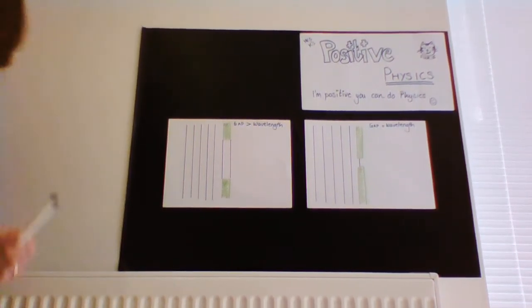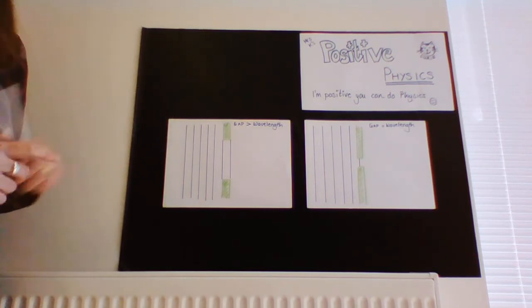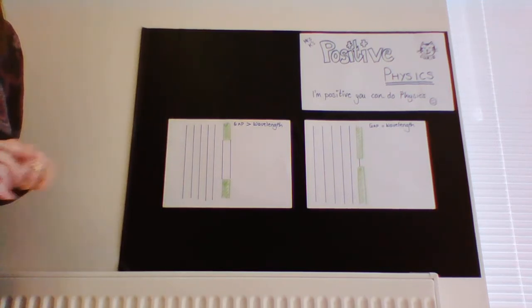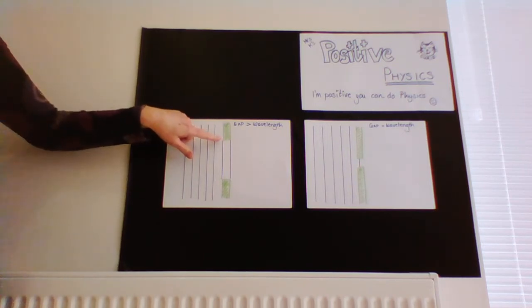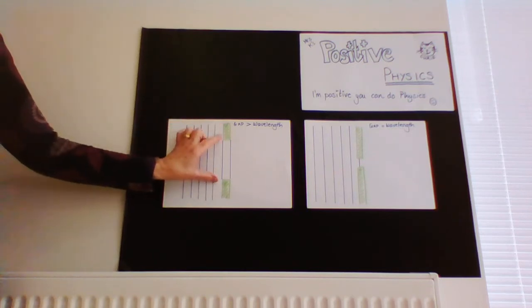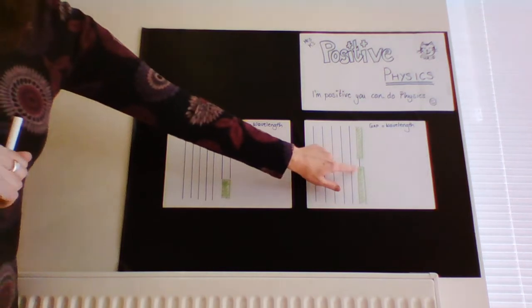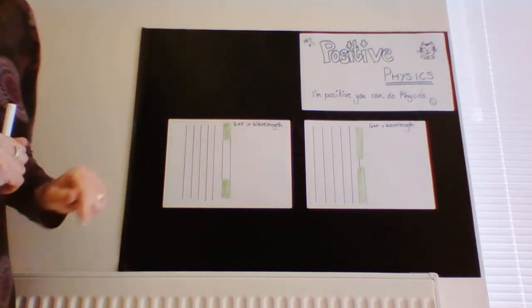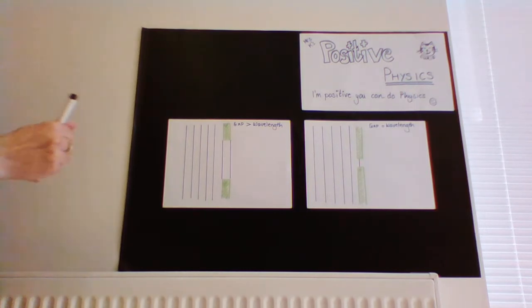Right, so today on Positive Physics, we're going to look at diffraction. Basically, diffraction is the changing of direction of waves when they pass through a gap. Here we have a gap that is much greater than the wavelength, and here we have a gap which is the same size as the wavelength. Let's look at what happens to those waves when they pass through the gaps.